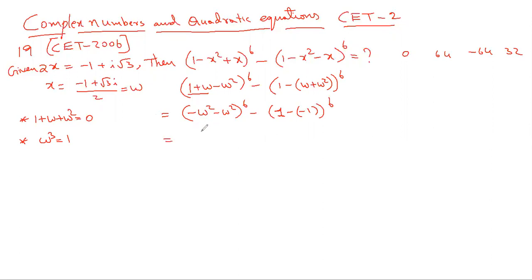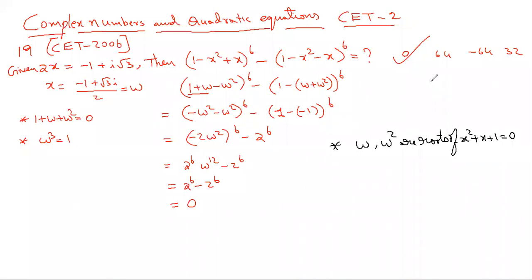So this is (minus 2 omega square) the whole power 6 minus 2 power 6. So this is minus power even, plus only, the 2 power 6 into omega power 12 minus 2 power 6. Omega power 3 is 1, so omega power 12 is also 1. So 2 power 6 minus 2 power 6 equal to 0, and that is the first option.